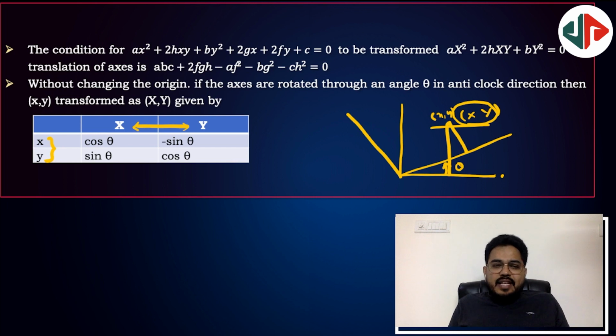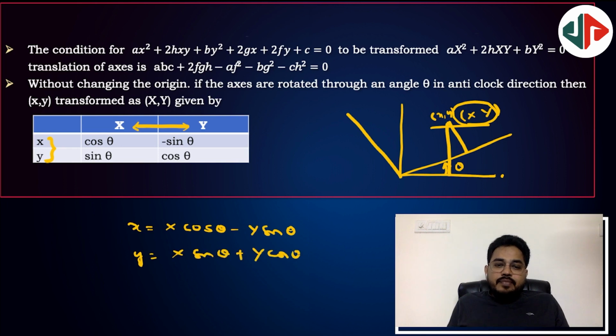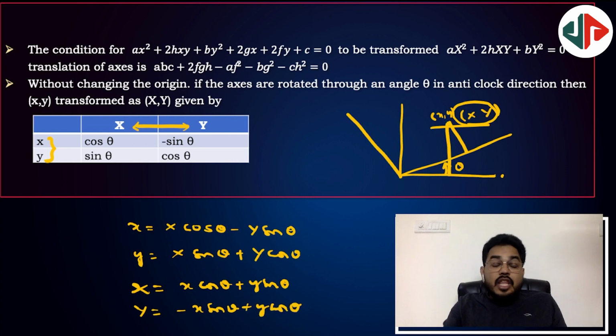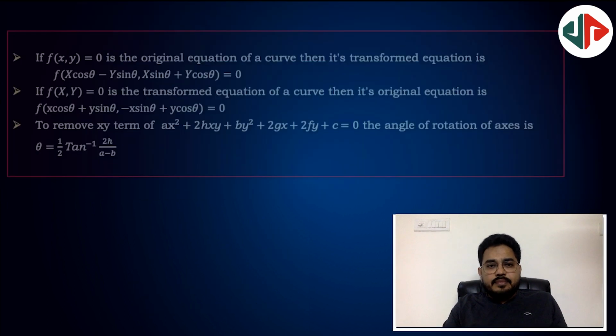So in matrix form, when you write with this grid, you can write small x is equal to x cos theta minus y sin theta, and small y is equal to x sin theta plus y cos theta. Whereas capital X is equal to small x cos theta plus small y sin theta, and capital Y is equal to minus x sin theta plus y cos theta. Okay. So this grid is very important.